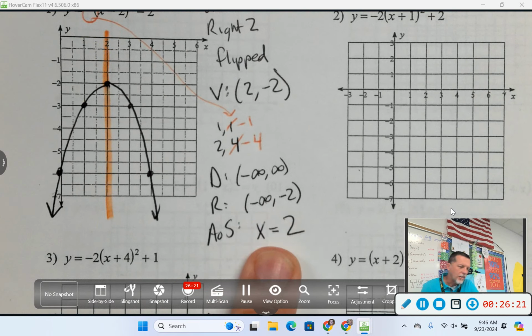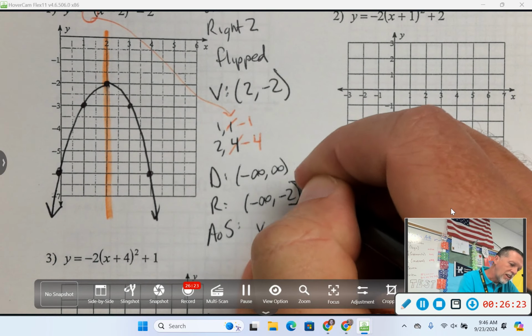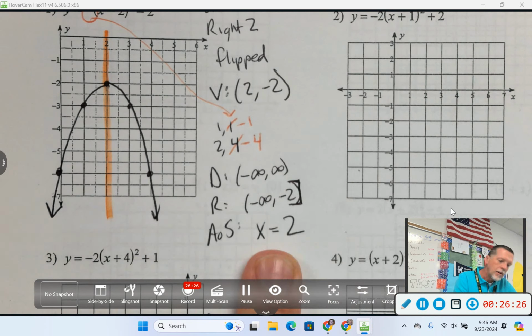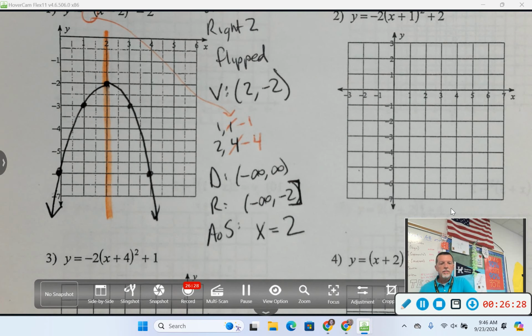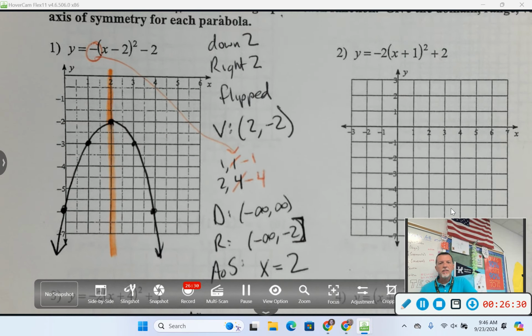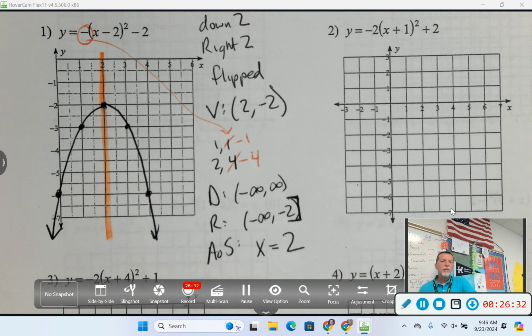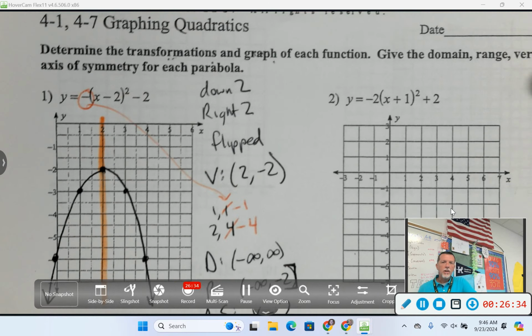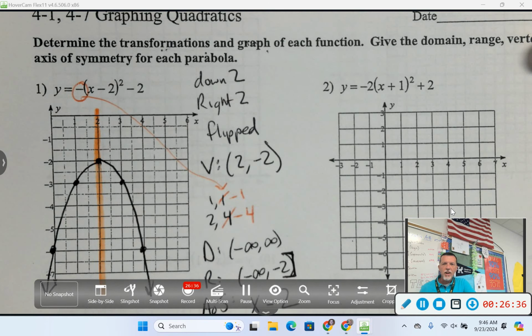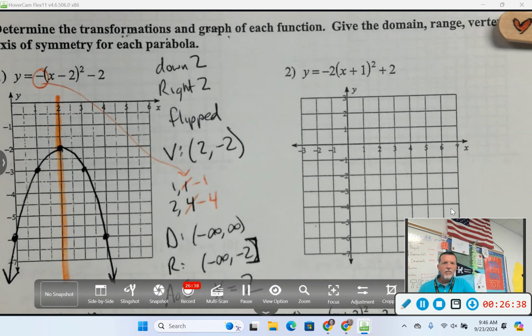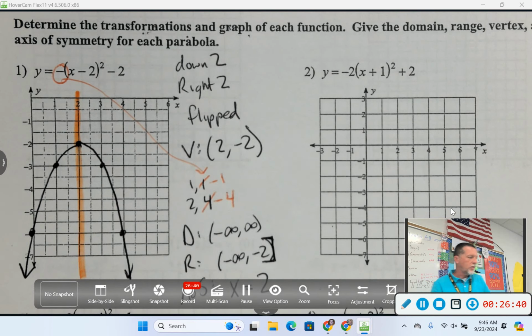Oh, good catch. Good catch. Definitely bracketed. I forgot to specify. Yeah, because we definitely want to include the -2. Okay, double checking. Transformations, yes. Graph, yes. Domain, range, vertex, axis of symmetry, yes. We did all those things.